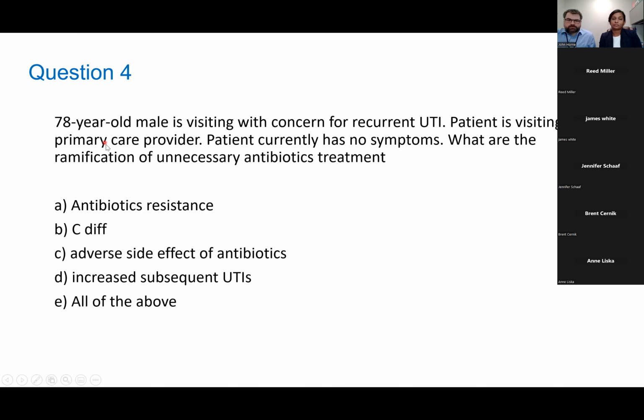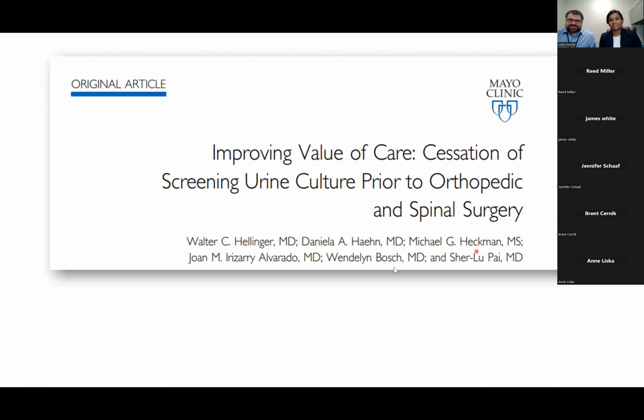Here, a 78-year-old man is visiting his primary care provider with concern for recurrent UTI. He has no symptoms. What are the ramifications of unnecessary antibiotic treatment? Is it antibiotic resistance, C. diff, adverse side effects of antibiotics, increased subsequent UTIs? And we're going to give you the answer here. It's all of the above. So this is what was just discussed, all those are things that can happen after unnecessary antibiotics.